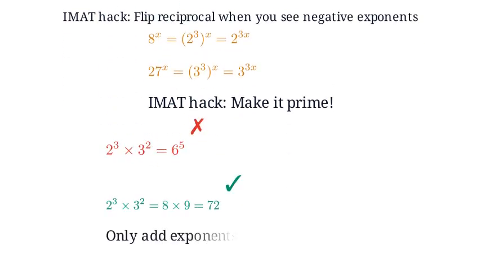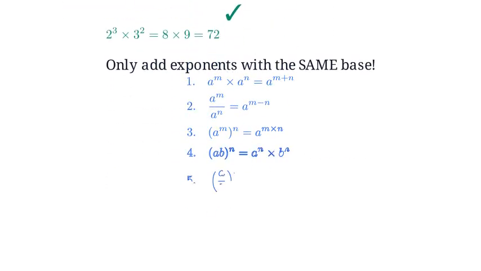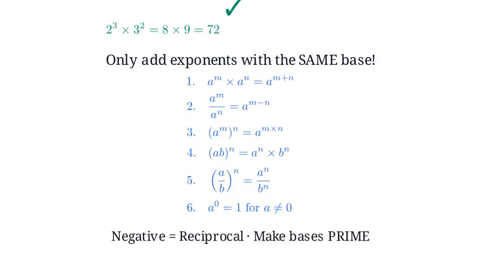Now, watch for the most common IMAT trap. Students try to add exponents when the bases differ. Wrong. 2 cubed times 3 squared equals 6 to the fifth. That is incorrect. Correct. 2 cubed times 3 squared equals 8 times 9, which is 72. Only add the exponents when the base is identical. Otherwise, you evaluate separately. Let's recap all 6 laws quickly in a summary table.